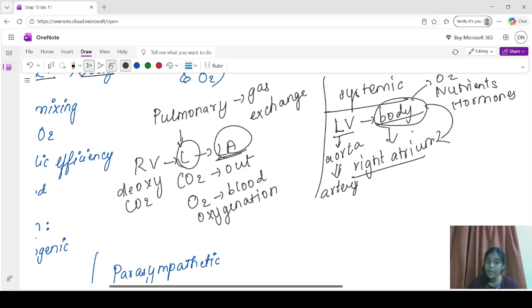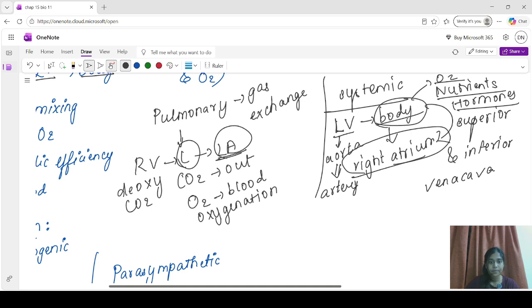And after the exchange, the blood will become deoxygenated, right? The oxygen, nutrients and hormones from the blood have been delivered to all the body tissues, and from the body tissues, the carbon dioxide is collected. So blood becomes deoxygenated and returns through the superior and inferior vena cava. And this is how the blood will enter the right atrium.